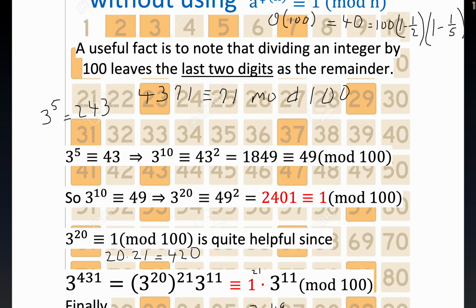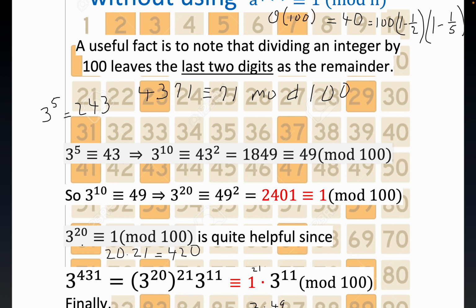We discovered that 3 to the 20th was congruent to 1 just by standard routine modular arithmetic.